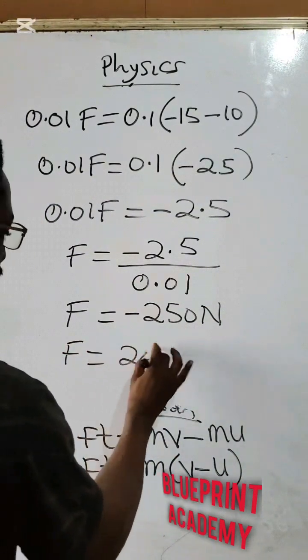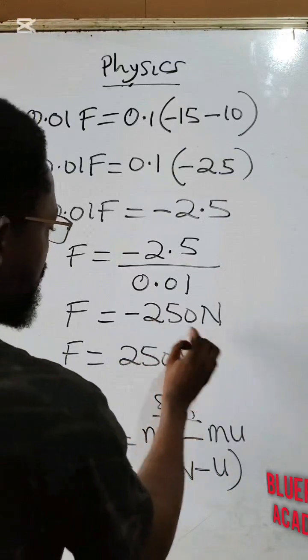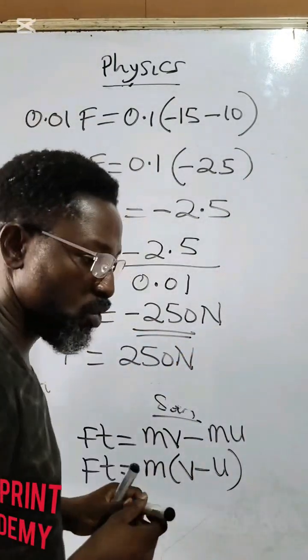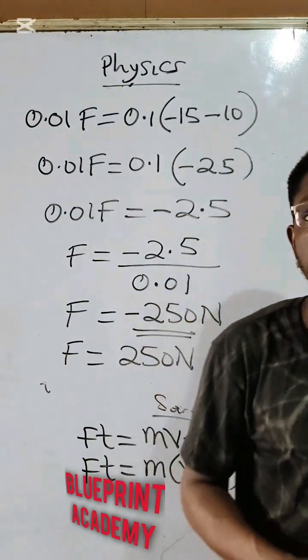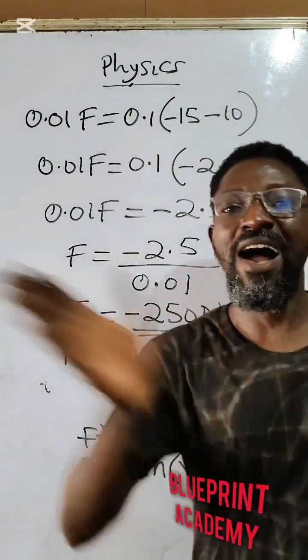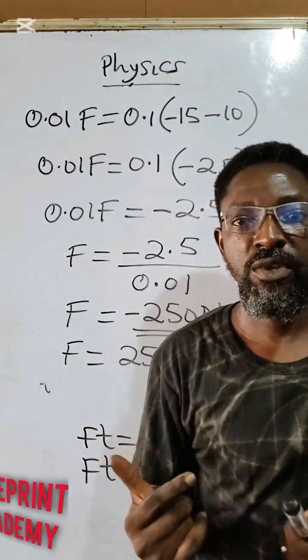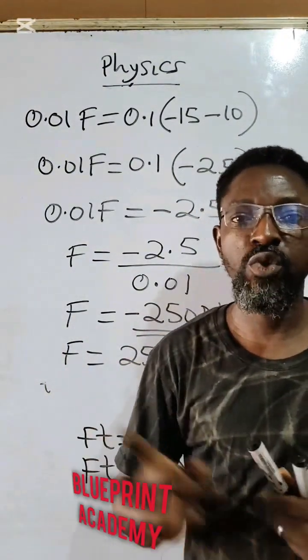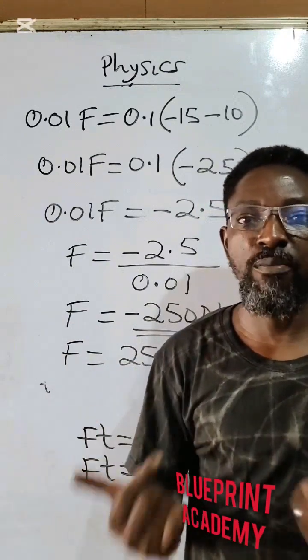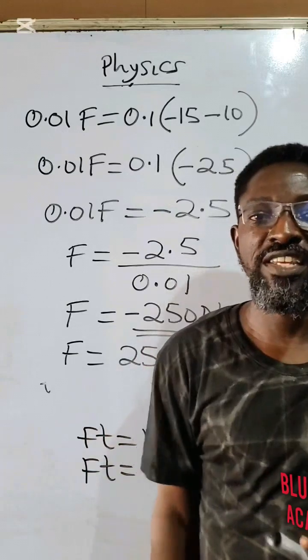But the reason why we are having minus here is for you to know that the ball is going back in the direction from which it is coming. It's going back in the opposite direction. So whenever you have that opposite, just change the sign to negative.